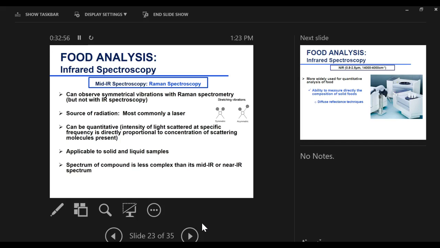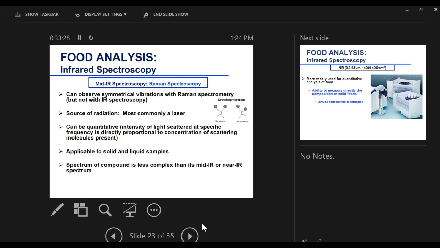So in IR, mid-IR, and near-IR, water absorbs IR, so it can mask some other functional groups. In Raman spectroscopy, water does not absorb or scatter light. So there's no interference from water, which is really good. The spectrum is relatively less complex. You just have to be trained in understanding the spectrum.